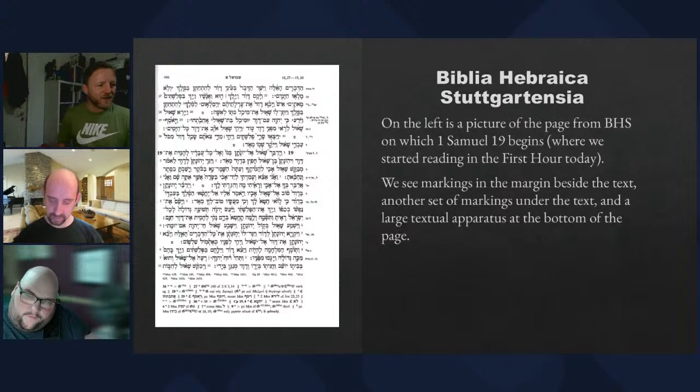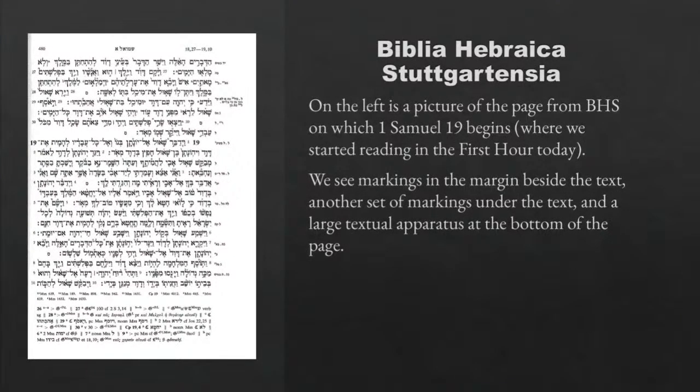But as it stands right now, BHS, Biblia Hebraica Stuttgartensia, is the standard academic Bible. The Quinta is being released in parts, and it's an excellent resource, but for right now, BHS is what we use. So when we look at a page of the BHS, that's what I want to look at real quick, we can see several different little pieces of the text.